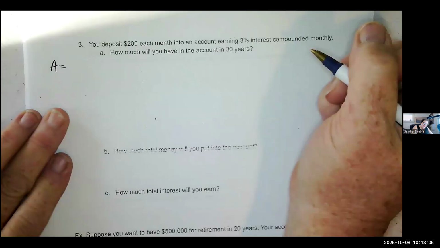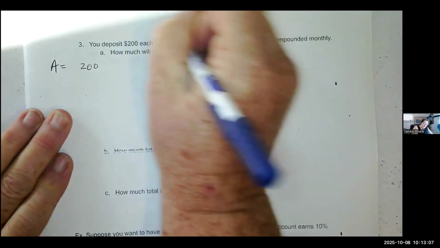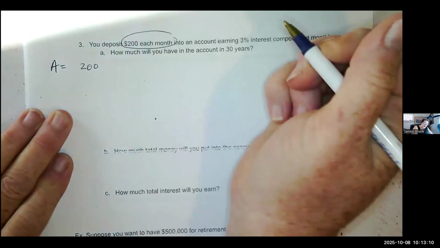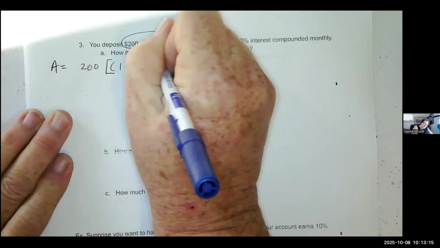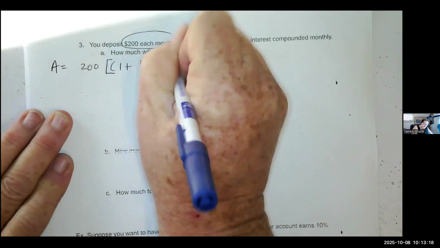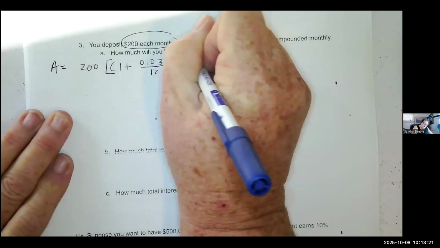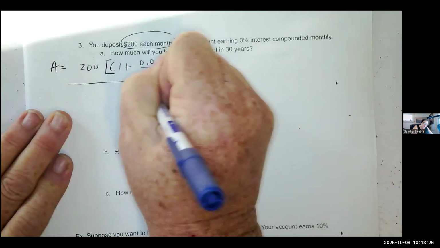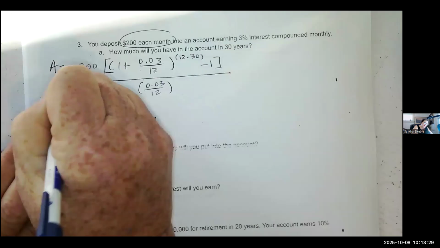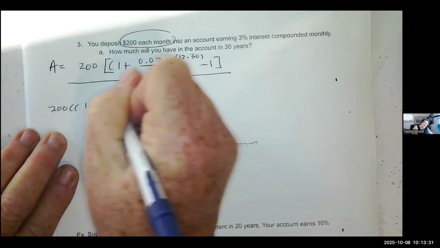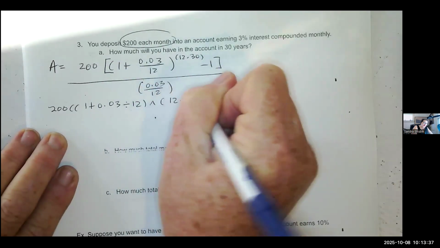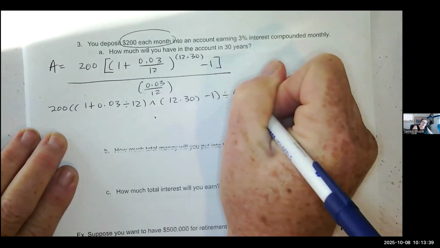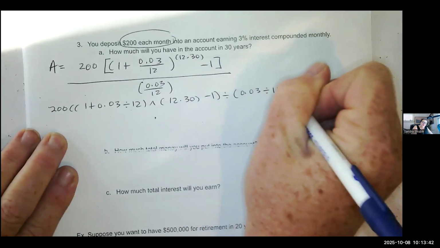So we're looking for how much we're going to have at the end. So 200 is our deposit. We know it's annuity because we're putting in that deposit per month. 0.03, and it's per month, so that's 12, raised to the 12 times 30 years, minus 1. All of that is over 0.03 over 12. Putting that in your calculator: 200, open, 1 plus 0.03, divided by 12, close, caret, open, 12 times 30, close, minus 1, close, divided by open, 0.03, divided by 12, close, equals.